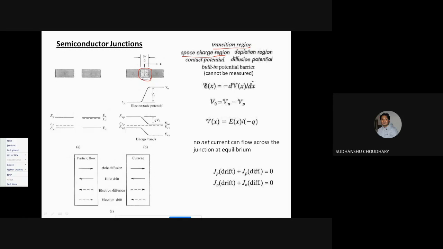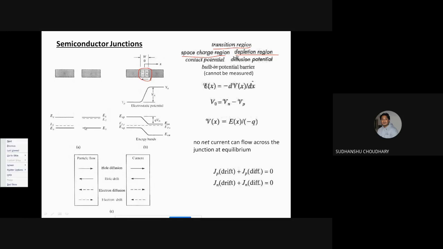Extra charges are appearing in this space W, right? W is the width of this space. So space charge or extra charge is existing across this space W. So that is why this is also called space charge region. Then it is also called depletion region.